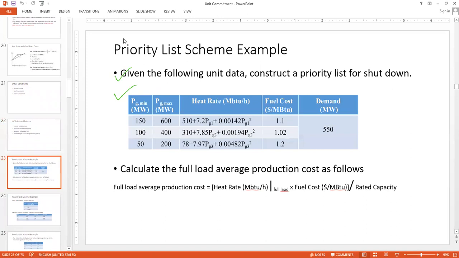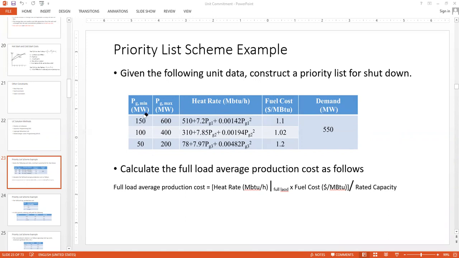In the priority list scheme, we first have to prepare a priority ordering to begin with the solution of the unit commitment problem. Again, a set of data will be given associated with the units. Let's say we have 3 thermal units, and it is asked that we prepare a priority list for shutting down the units.